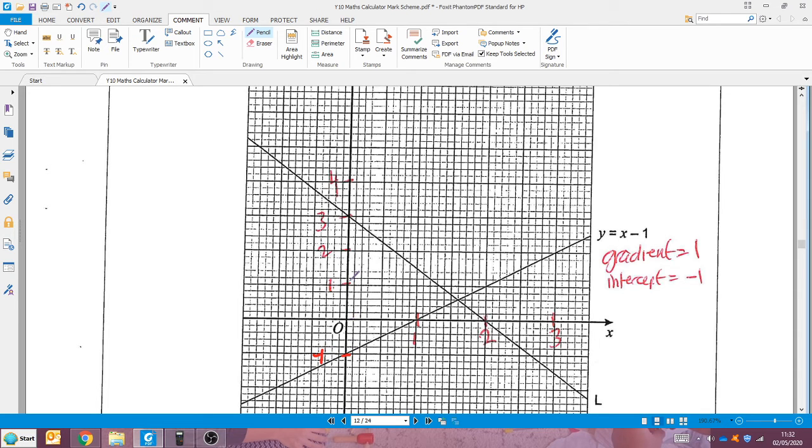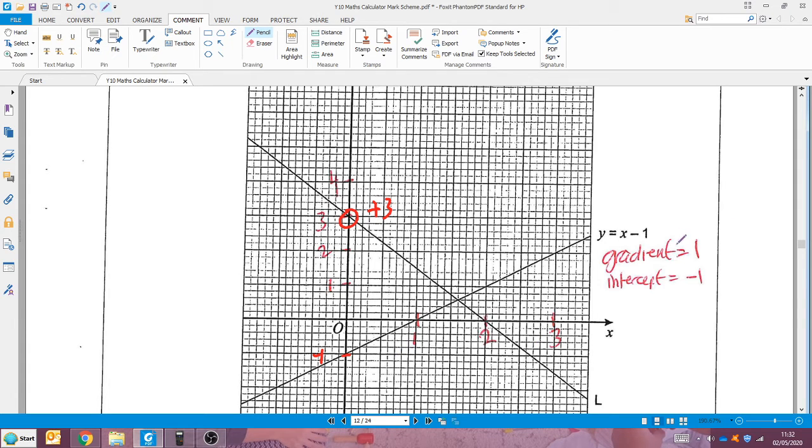And if that's 0, that's got to be 1, and that's got to be 2, and that's got to be 3, and that's got to be 4. Yeah, 5 little squares, 1 unit. So straight away I know the intercept for line L is going to be +3. Is that okay? Straight away. Now I've got to work out its gradient. Well, I can't, because I don't know what the scale is along the bottom.